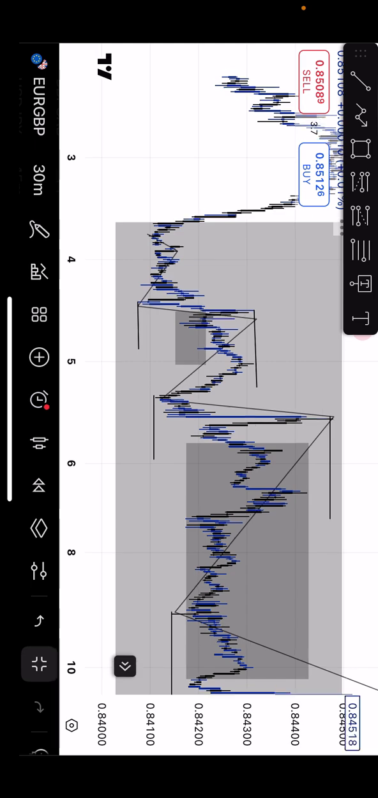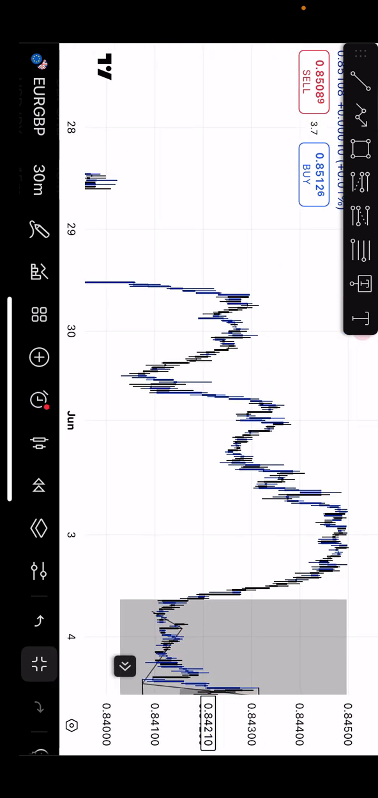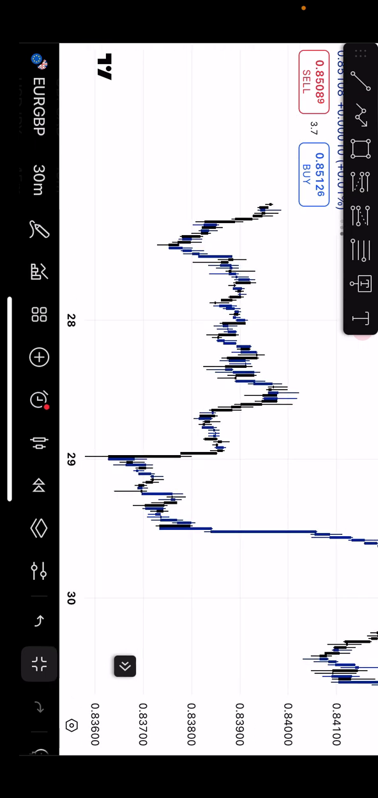Okay, yes, market structure shift. Let's talk about the market structure shift that I talked about here. Market structure shift. Let me look for a good example for you.